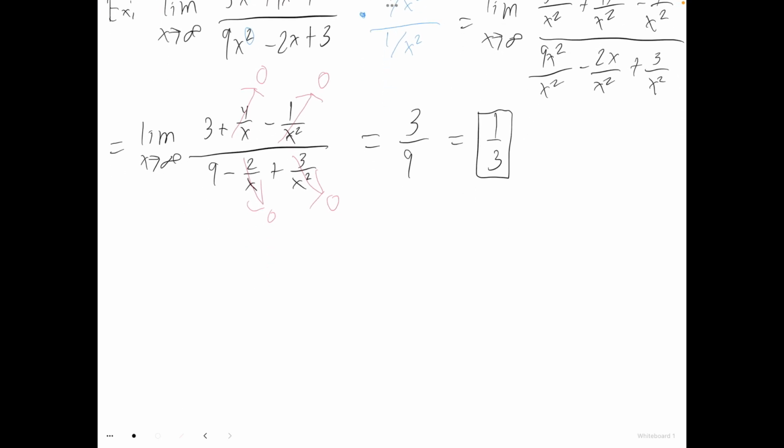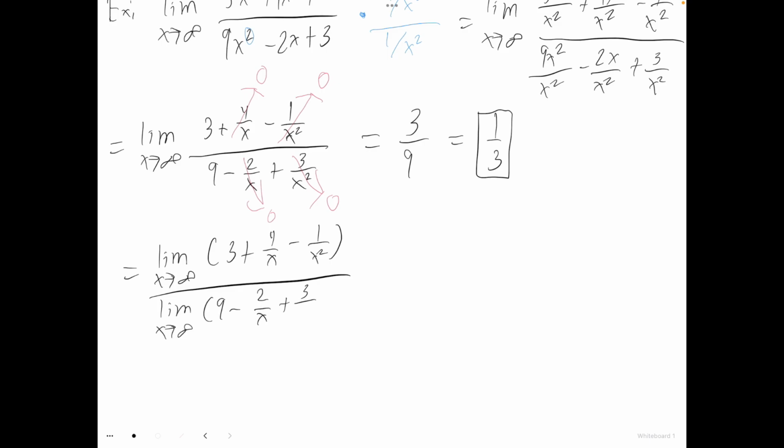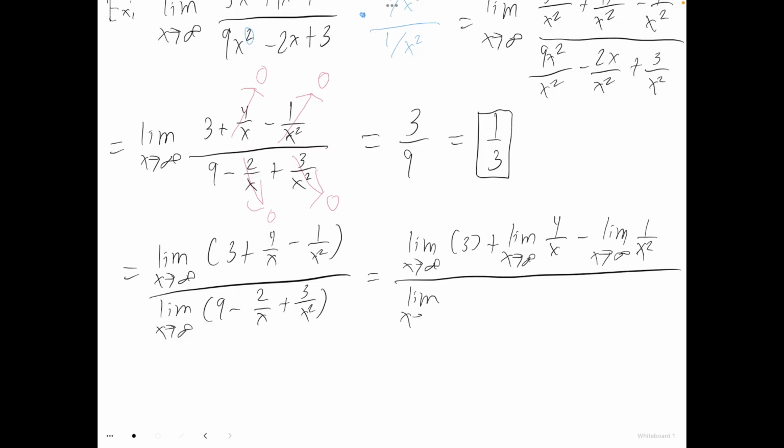Now, technically what we're doing here, and I'm only going to write it out all the way once, is we're saying this equals the limit as x goes to infinity of 3 plus 4 over x minus 1 over x squared, divided by the limit as x goes to infinity of 9 minus 2 over x plus 3 over x squared, which equals the limit as x goes to infinity of 3 plus the limit as x goes to infinity of 4 over x minus the limit as x goes to infinity of 1 over x squared, divided by the limit as x goes to infinity of 9 minus the limit as x goes to infinity of 2 over x plus the limit as x goes to infinity of 3 over x squared.